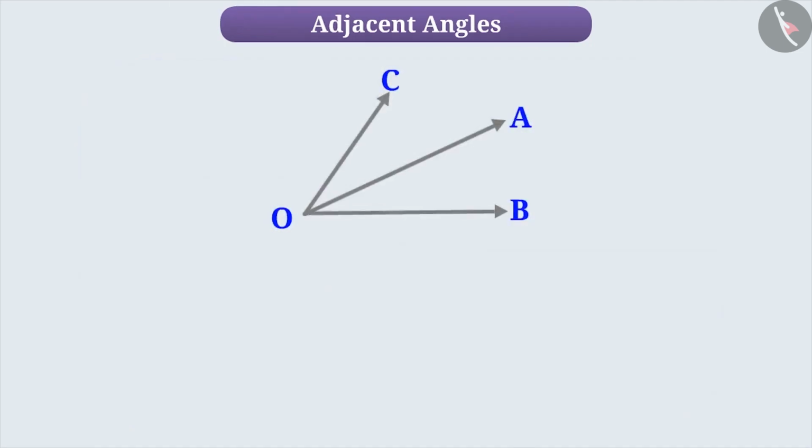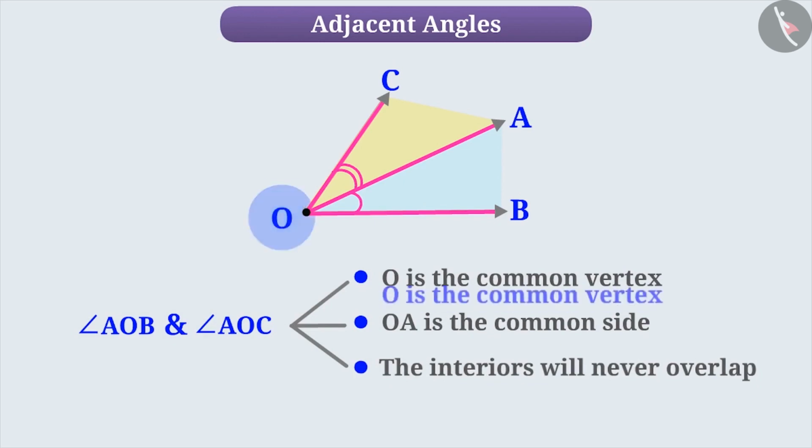Suppose rays OB, OA and OC start from the common vertex and extend in different directions. In this way, they form angles AOB, AOC and BOC. If we talk about angle AOB and angle AOC, then there are a few facts to consider. For example, here, the vertex O is the common vertex of both the angles. Similarly, ray OA is the common arm of both these angles.